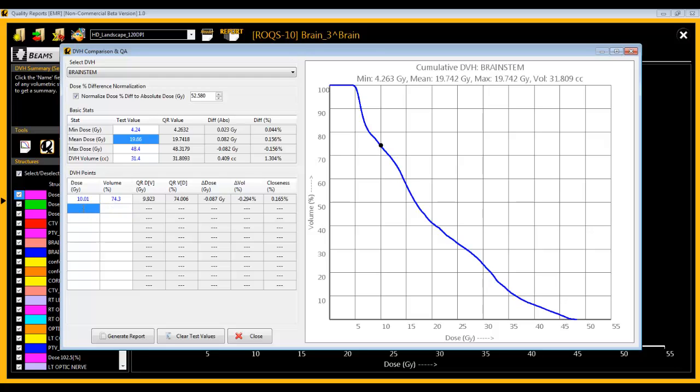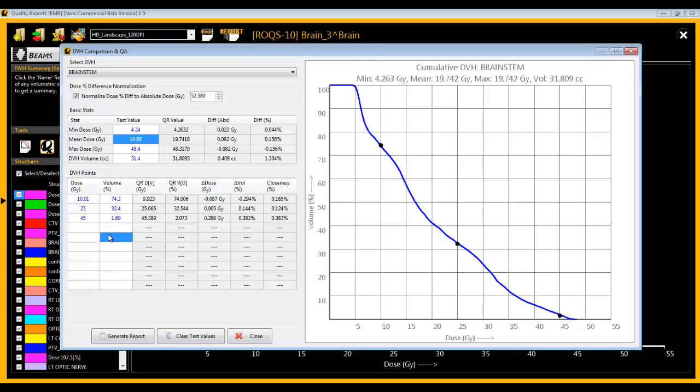Let's try another point. 25 gray from the TPS, I got 32.4%. And again, you see here the closeness well within 1%, and in fact the point overlaps. You can do this for as many points as you want. Finally, I've picked a point on the tail, and you can see here also the closeness within 1%.